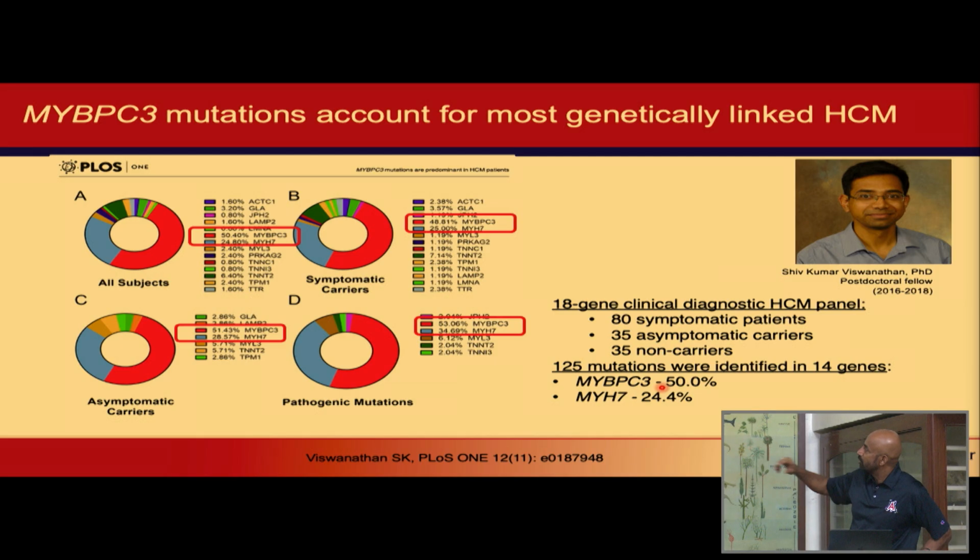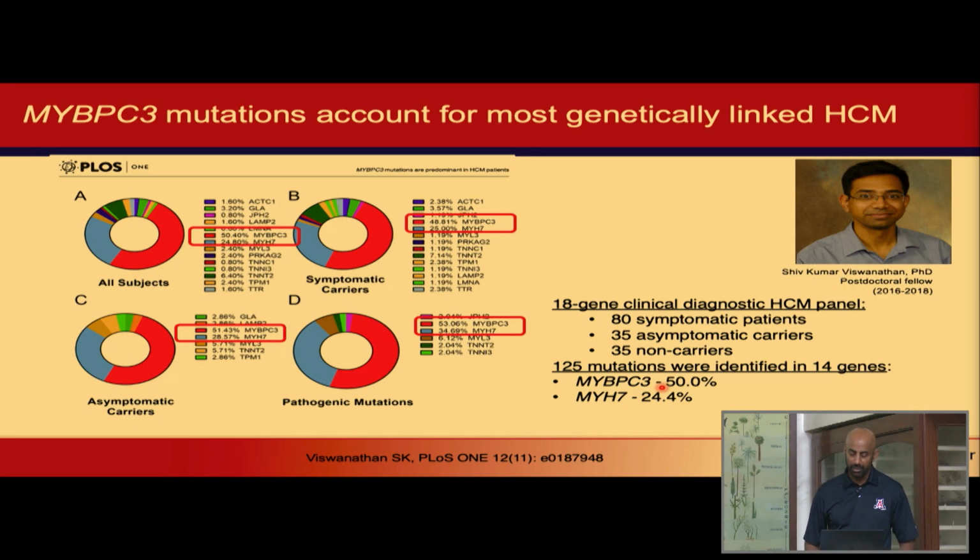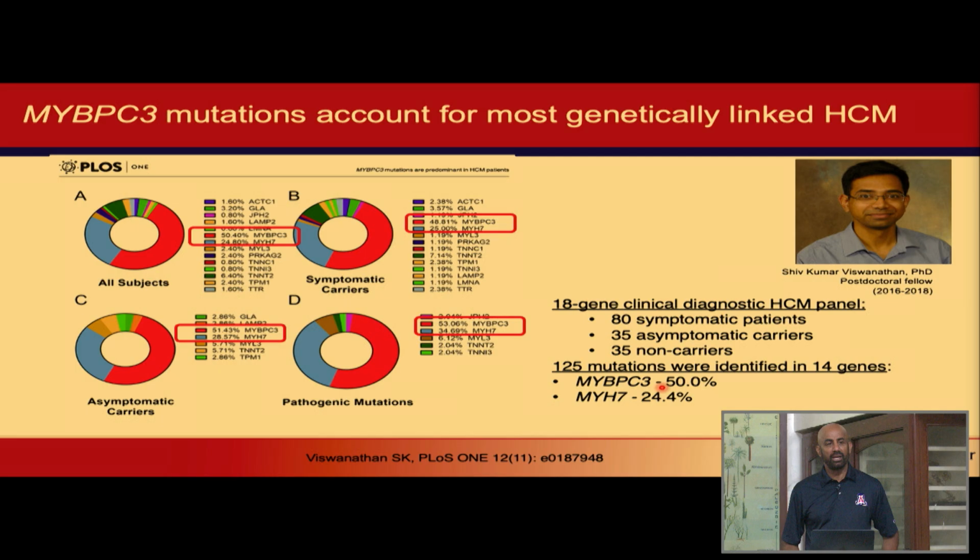I think we had 126 families, something like that, in this study. Of that, we identified 18 genes and then 125 mutations in 14 genes. Of that, 50% are from myosin binding protein C and 24% from myosin heavy chain. Again, myosin binding protein C has more mutations.